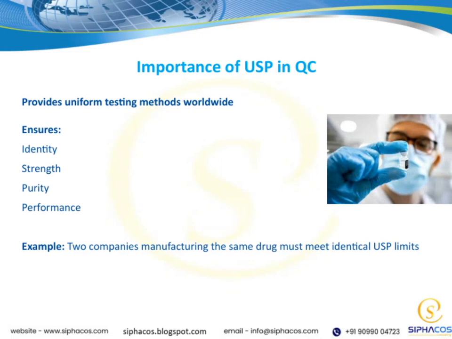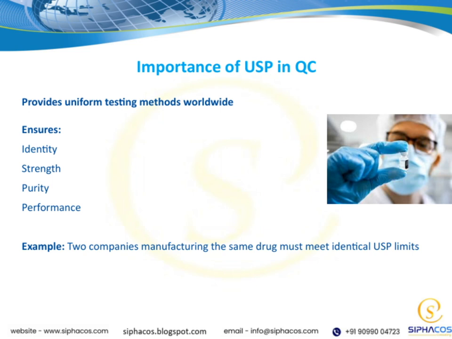Let's talk about the importance of USP in quality control. First, it provides uniform testing methods worldwide, which is crucial for consistency across different regions. When we have standardized methods, we can be confident that tests are comparable regardless of where they are performed. This standardization helps ensure key quality attributes such as identity, strength, purity, and performance of the drug.